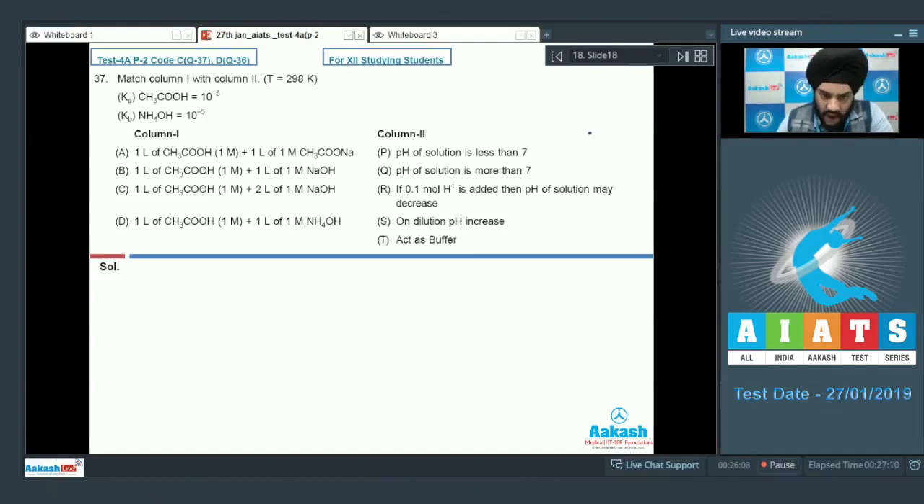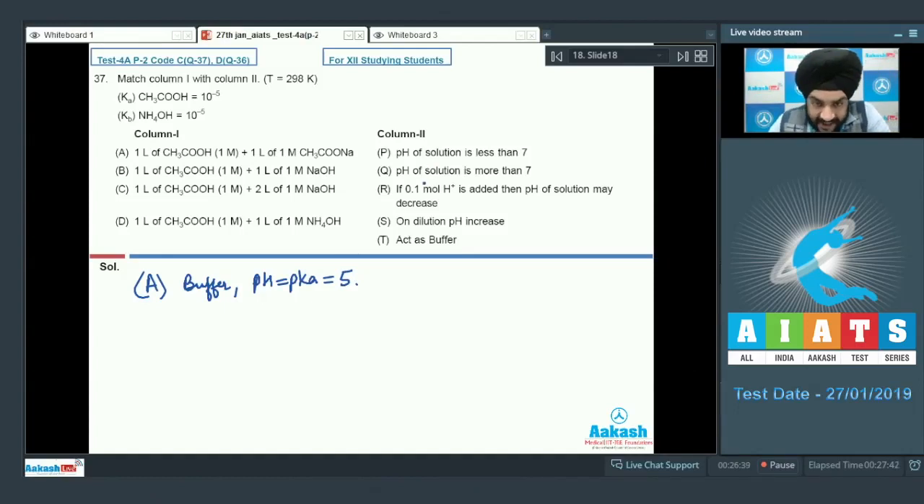So if we look at the first option now, so we have 1 liter of 1 molar CH3COOH and we have 1 liter of 1 molar CH3COONa. So we have a buffer solution in which the concentration of the salt and the acid is equal. So we are going to have the pH of the system as equal to pKa. So for the A option, we have a buffer in which the pH is equal to pKa, which comes out to be equal to 5.